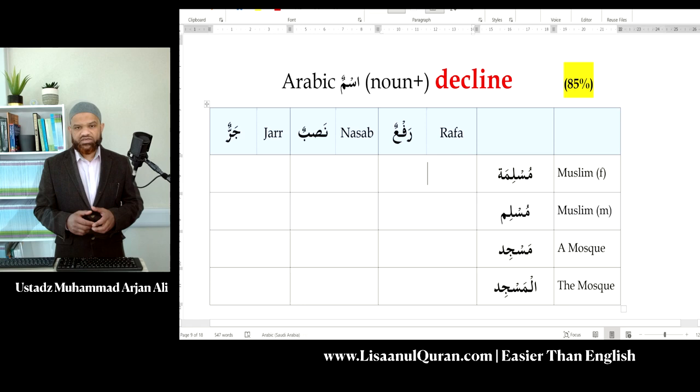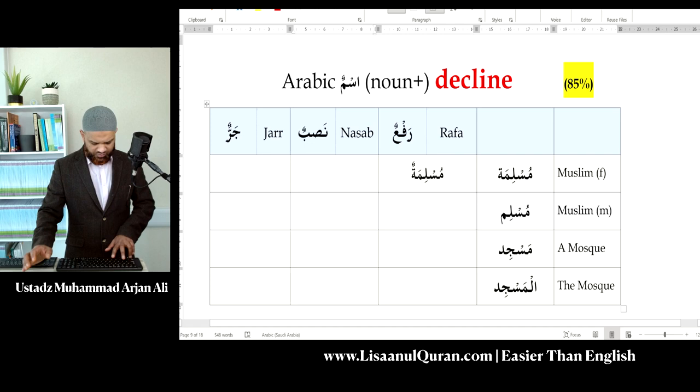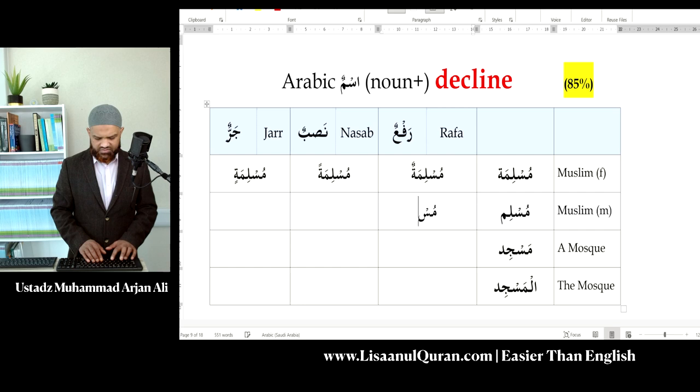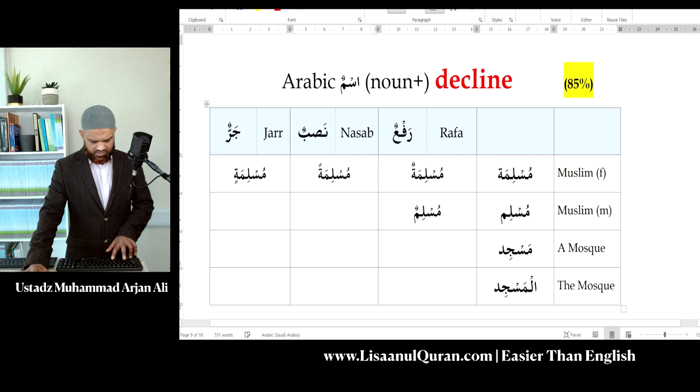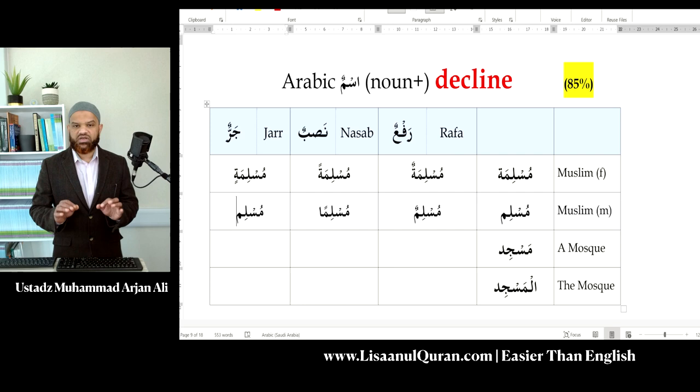So let's take the first one. We have Muslima. So if you were to read it fully with the ending, it will be exactly the same as the word Muhammad. So it will be Muslimatun, and then in the second example, Muslimatan, and we have Muslimatin. The word Muslim, on the other hand, we will see it will end exactly the same. Muslimun, Musliman, and we'll have Muslimin. So Muhammadun, Muhammadan, Muhammadin, you have Muslimatun, Muslimatan, Muslimatin, Muslimun, Musliman, Muslimin.